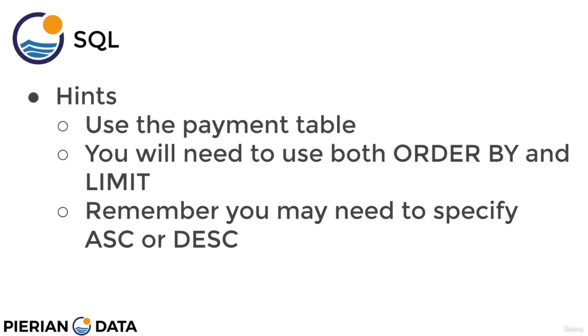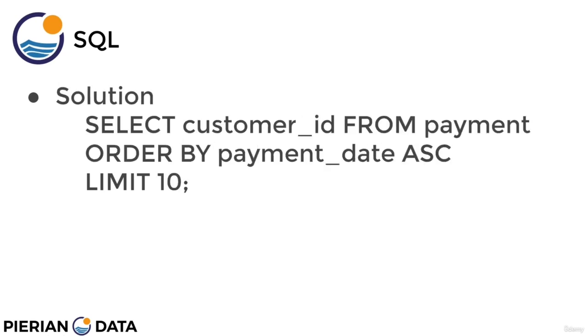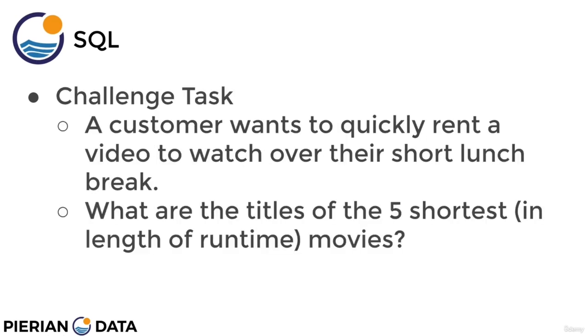Here comes the solution. So the solution is to select the customer ID column from the payment table, and then you're going to order by payment date in ascending order. And if you want, you can just leave the ascending out of it because that is by default. And then the limit is 10. All right, let's move on to your second challenge.